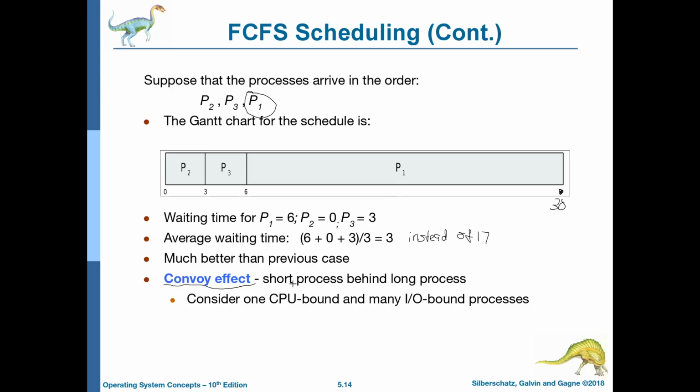And so the convoy effect is actually a fairly common situation in first come, first served scheduling when you have a variety of different jobs, such as one very long CPU bound job that's performing perhaps many calculations, and lots of little I/O bound processes.